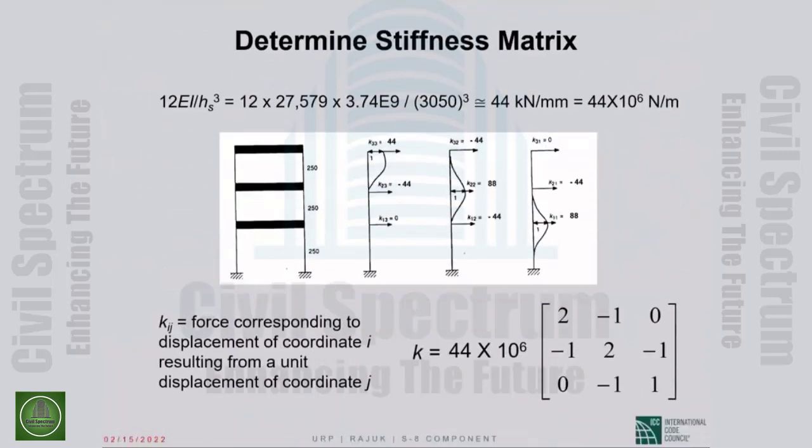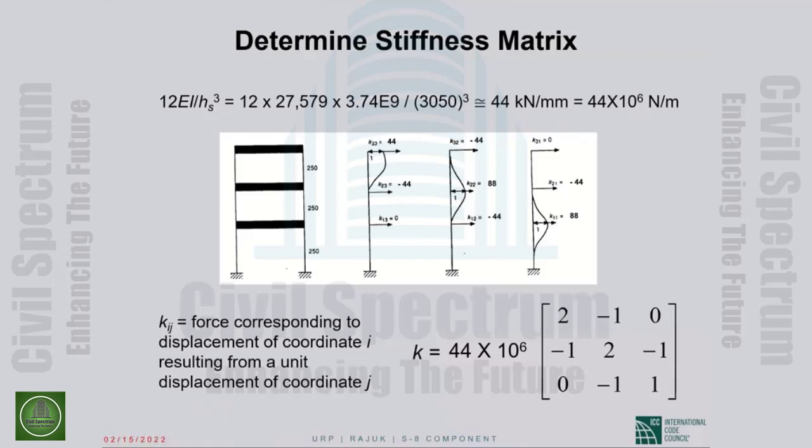The stiffness matrix, this is the tough part. When we do these things on the computer, putting together the stiffness matrix is where the actual work is done. This is tedious and a lot of work. So 12EI over height cubed is 44 kilonewton per millimeter, which is 44 million Newton per meter. The units are very tough for me. They hopefully will make sense to you.